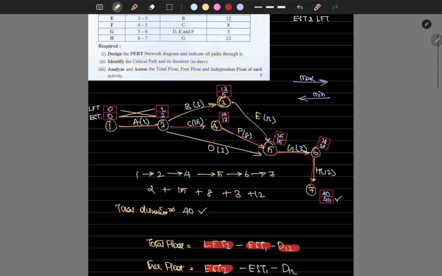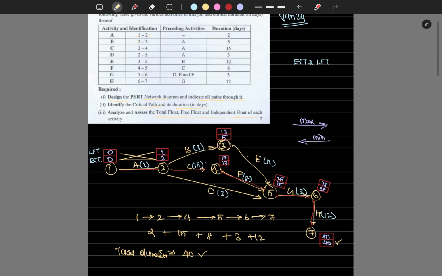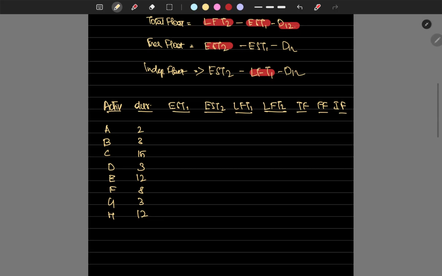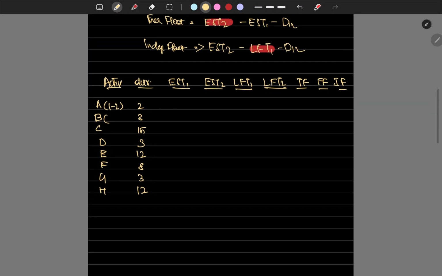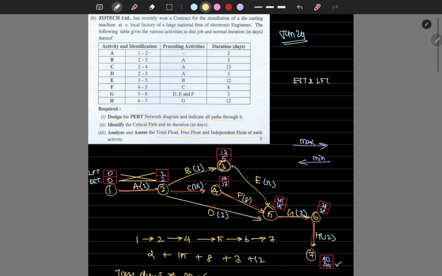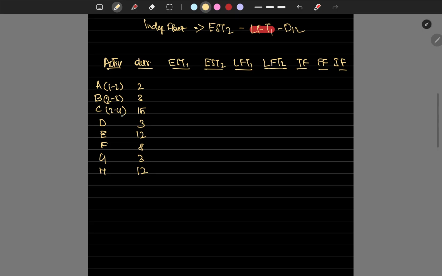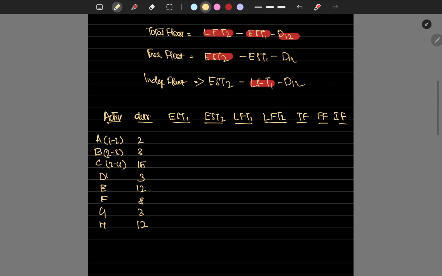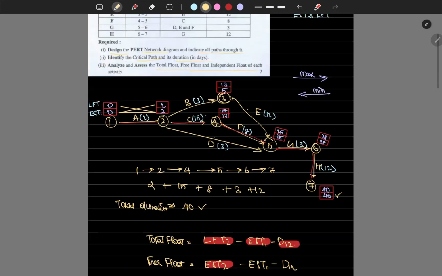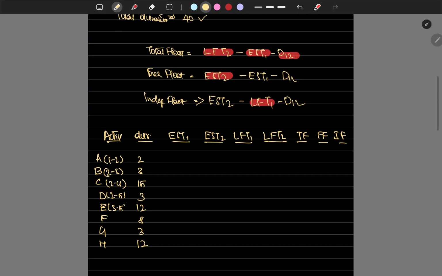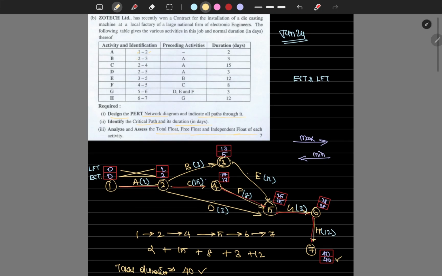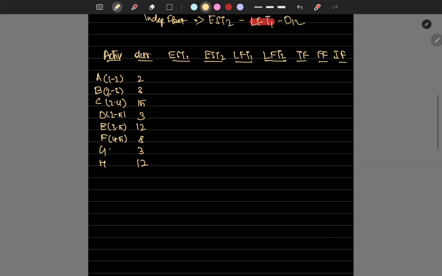Then EST1 of... let's fill in the identification numbers also, that will help us. A is 1 to 2, B is 2 to 3, C is 2 to 4, D is 2 to 5, E is 3 to 5, F is 4 to 5, G is 5 to 6, H is 6 to 7. Right. Okay.